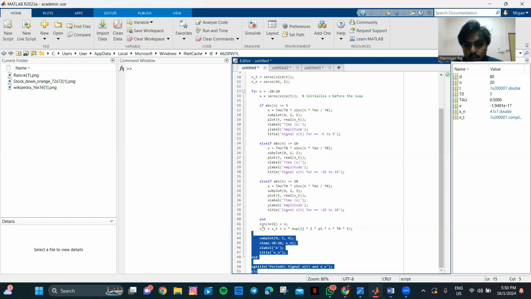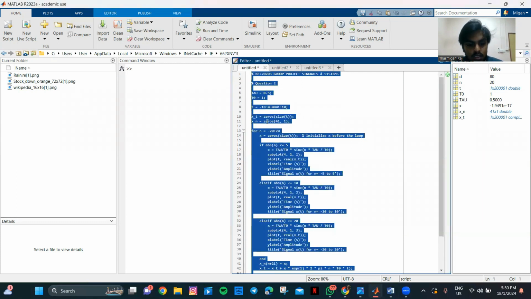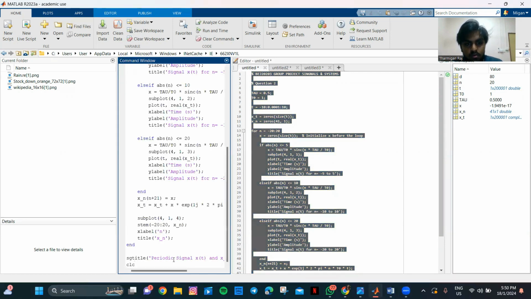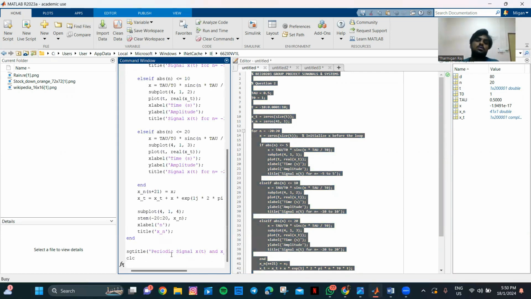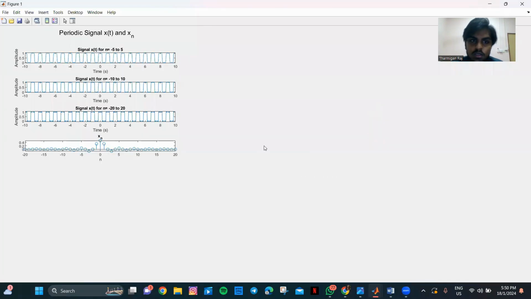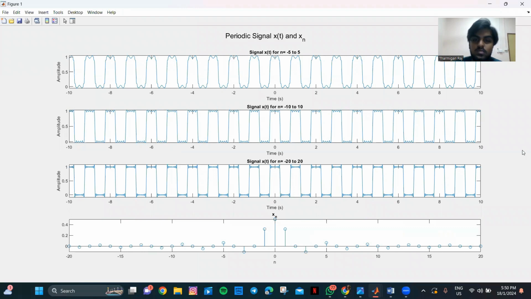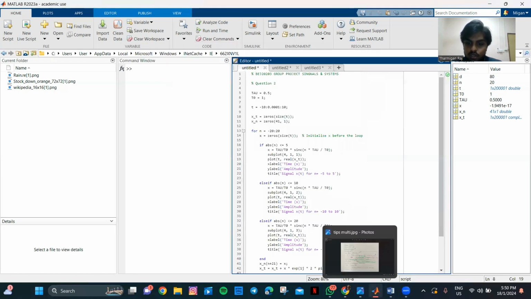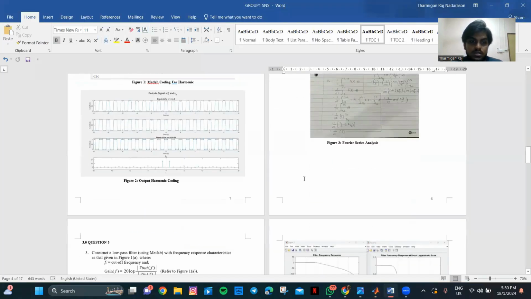So I'm just going to copy all of this and put it in the command window. If I press enter, it will show our output. After doing the Fourier series analysis, this would be our output. As you can see here, this is for harmonics 5, 10, and 20, and this is our Fourier series analysis. I hope that's a good explanation for question 1 and question 2. So let's dive into question 3.